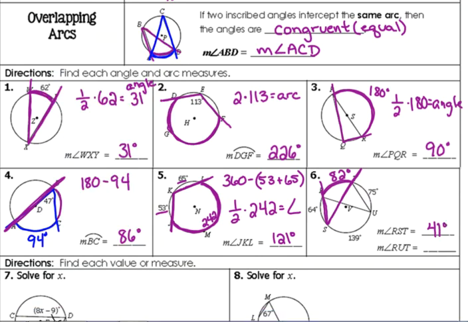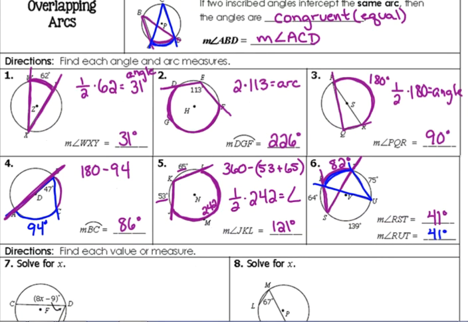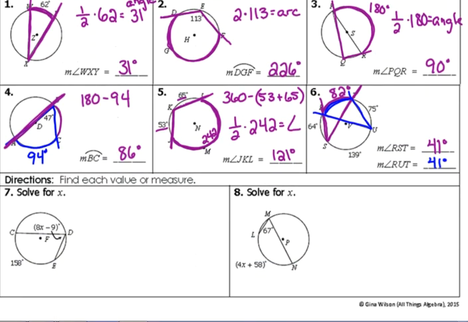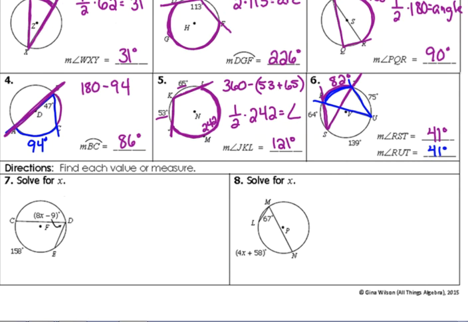Okay. Angle RUT. Different angle, however, it intercepts the same arc, so it has the same measure. Its arc is 82, so 82 divided by 2 is still 41. It did not change. Question so far before we put a letter in there?